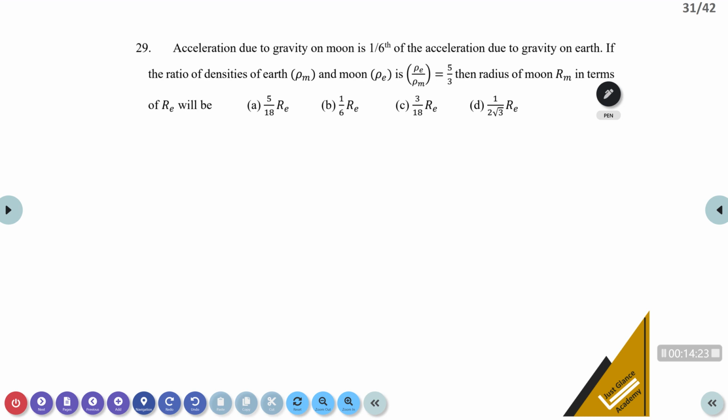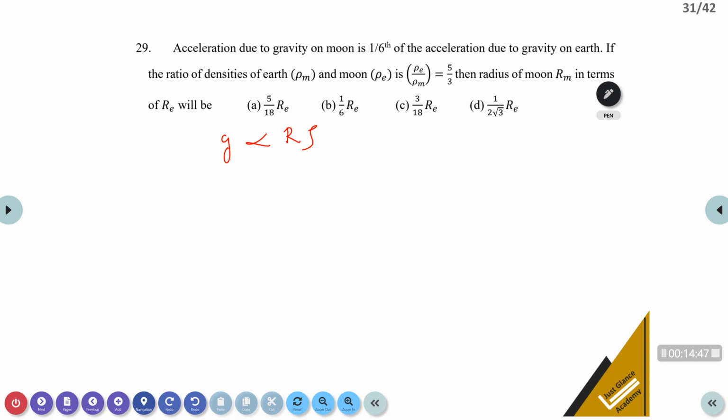29. Acceleration due to gravity on the moon is 1/6 of the acceleration due to gravity on the Earth. If the ratio of densities is as given here, this relation: g is directly proportional to R into rho.